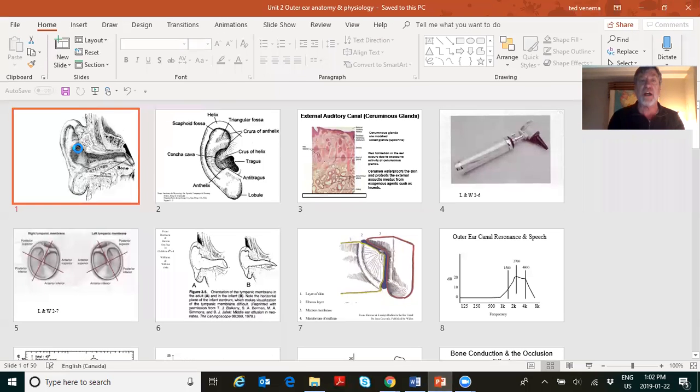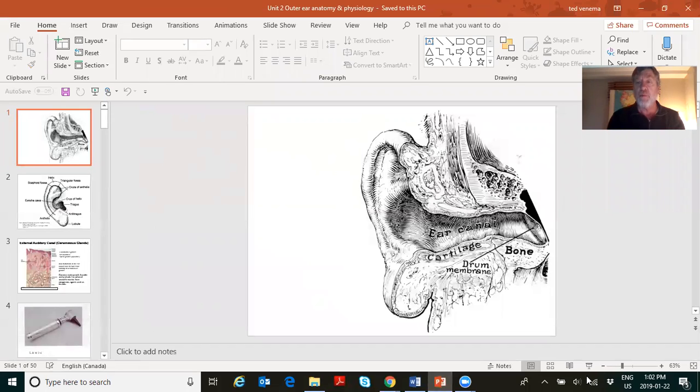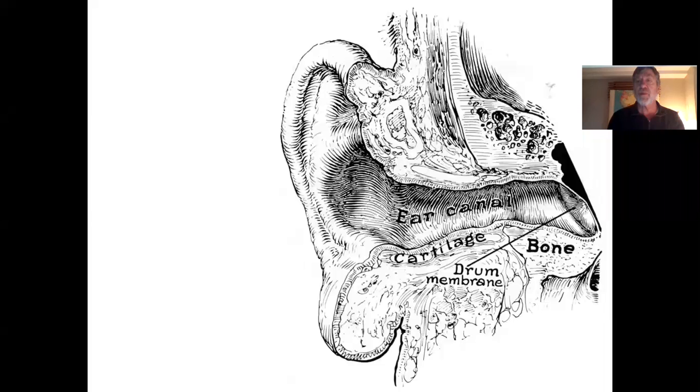Okay, let's look at this one right here and blow it up to make it big. And there you have it. Okay, the outer ear, the ear canal. This is called sometimes the pinna, P-I-N-N-A, pinna. Sometimes it's called the auricle, A-U-R-I-C-L-E, auricle or pinna. It's got several different parts. This would be the helix. This would be the antihelix. This would be the concha bowl.